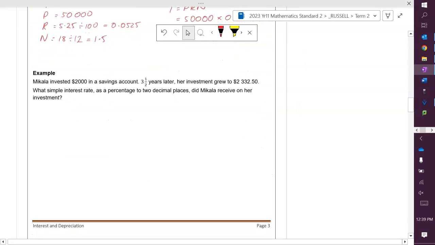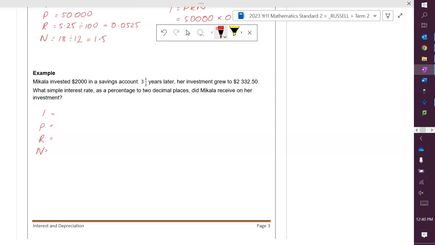The second example, so I, P, R, N. If we have Michaela who invested $2,000 in a savings account, 3.5 years later her investment grew to $2,332.50. What simple interest rate as a percentage to two decimal places did she receive on her investment?